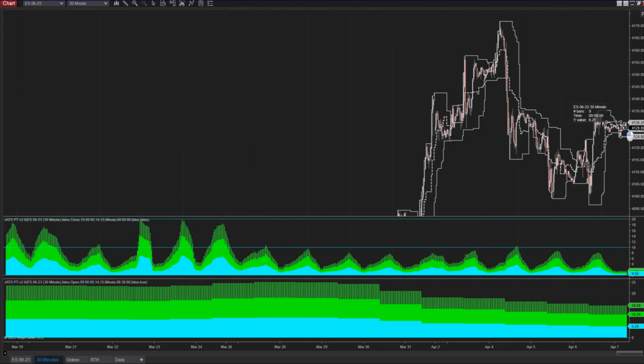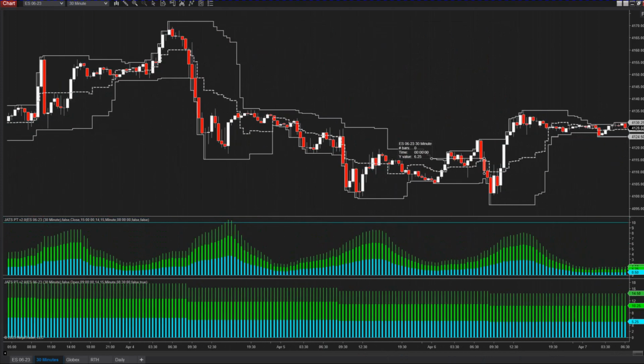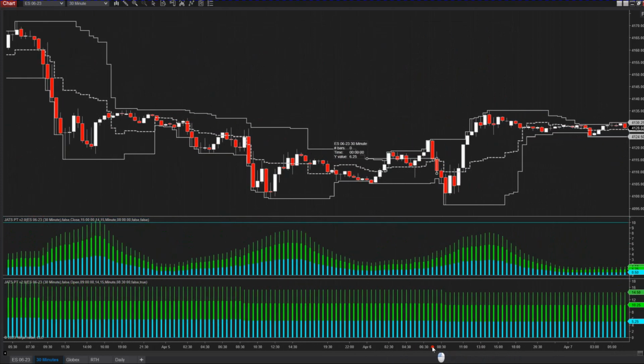So 6.25 points in the low volatility zone, and that's what we're currently in. And that looked, again, like the right level for 8:30 yesterday, which is right here. So 8:30 to 9.